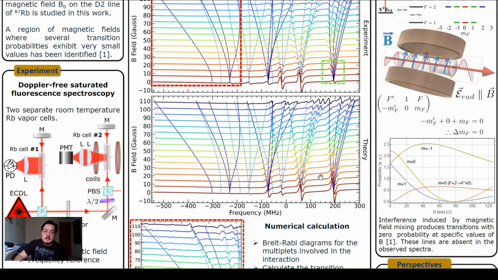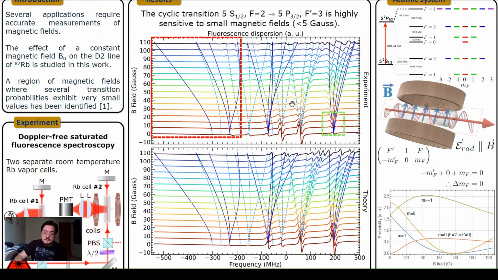The main result is shown here in the central part of the poster. The positions and the intensities of the saturated fluorescence spectra were obtained as functions of the external field B sub 0. Both experimental and theoretical data are shown here for comparison. Here we use phase-sensitive detection to obtain the dispersion profiles of the fluorescence spectrum.